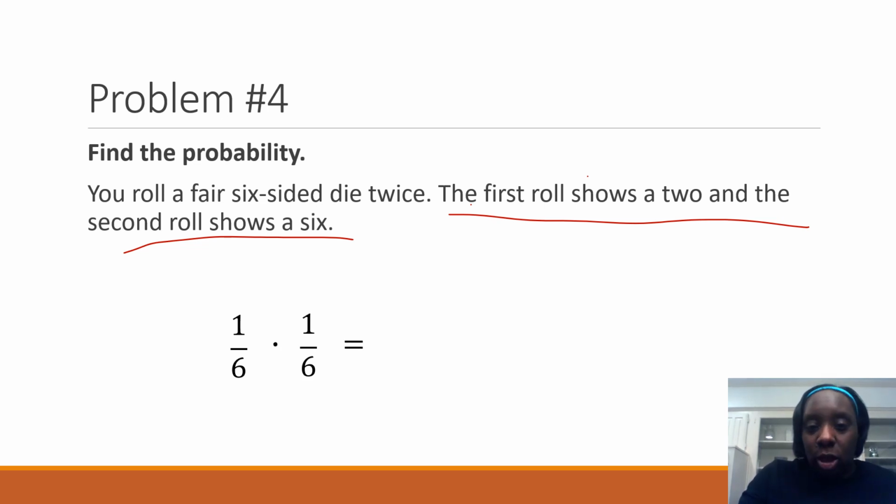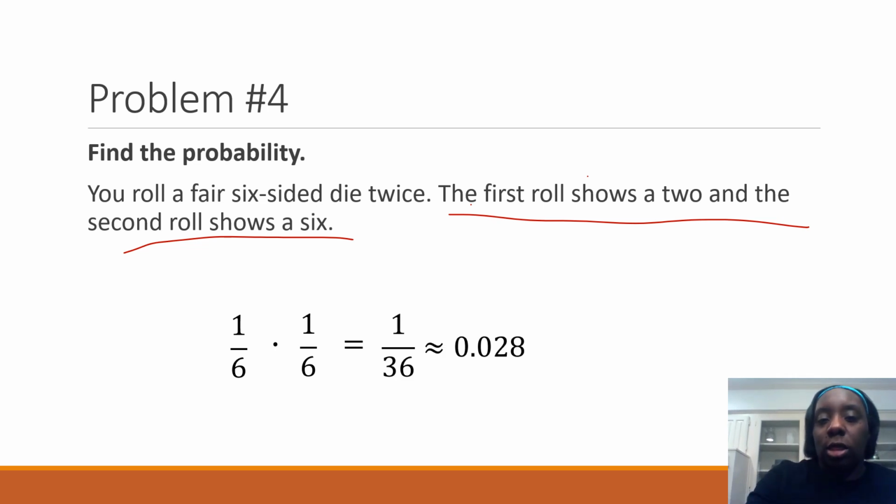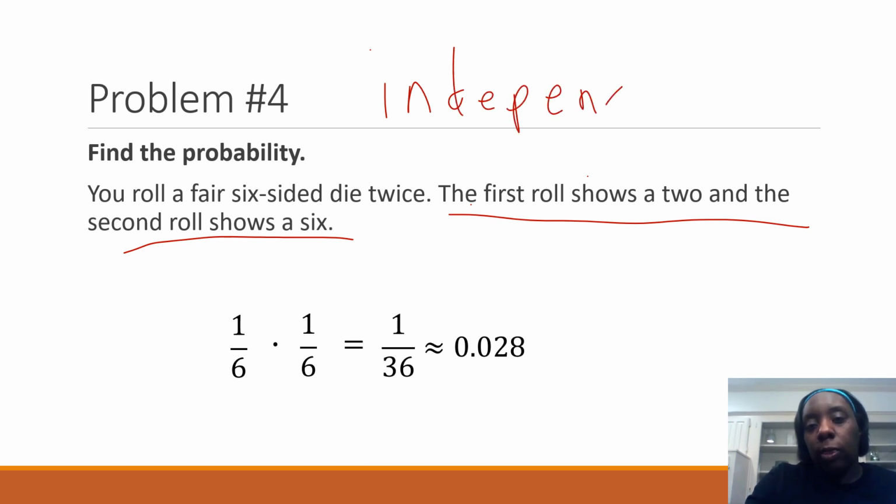They don't affect each other. Each roll is not going to change. I'm rolling a die, so I roll it once. I have the same chances every time I roll a die. So hence, it's 1 out of 36. This is also an independent problem.